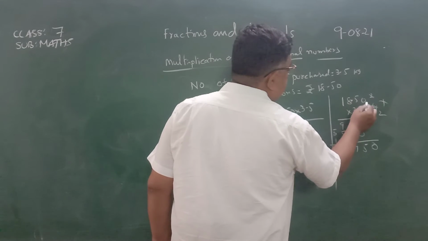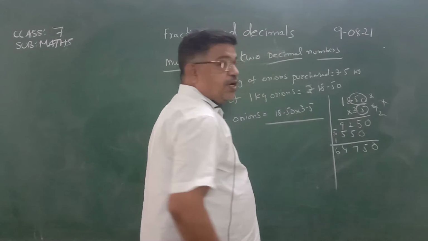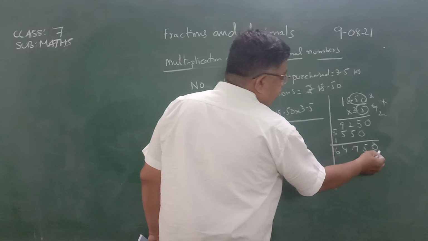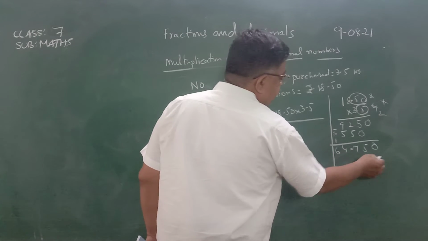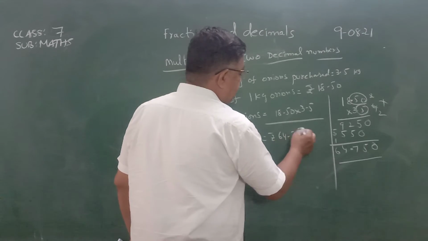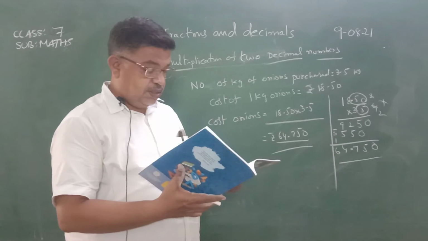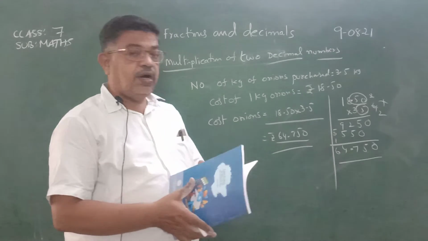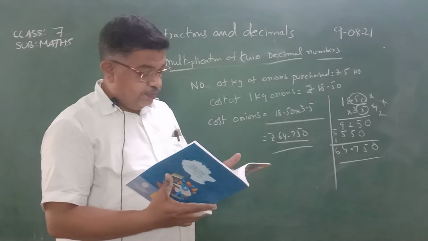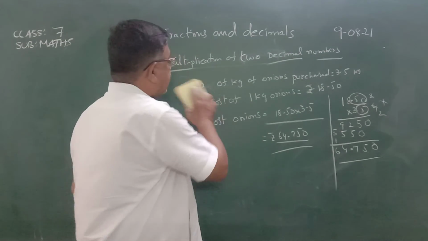Now you count the decimal places. Here there are 2 decimal places and here there is 1 decimal place. Total decimal places equal 3. Count the number of decimal places, 1, 2, 3, and keep the point. So what is the value you got? Rupees 64.750. This is the value of 3.5 kgs of onions. 64.750, or you can write 64.75. Next, you try this homework.